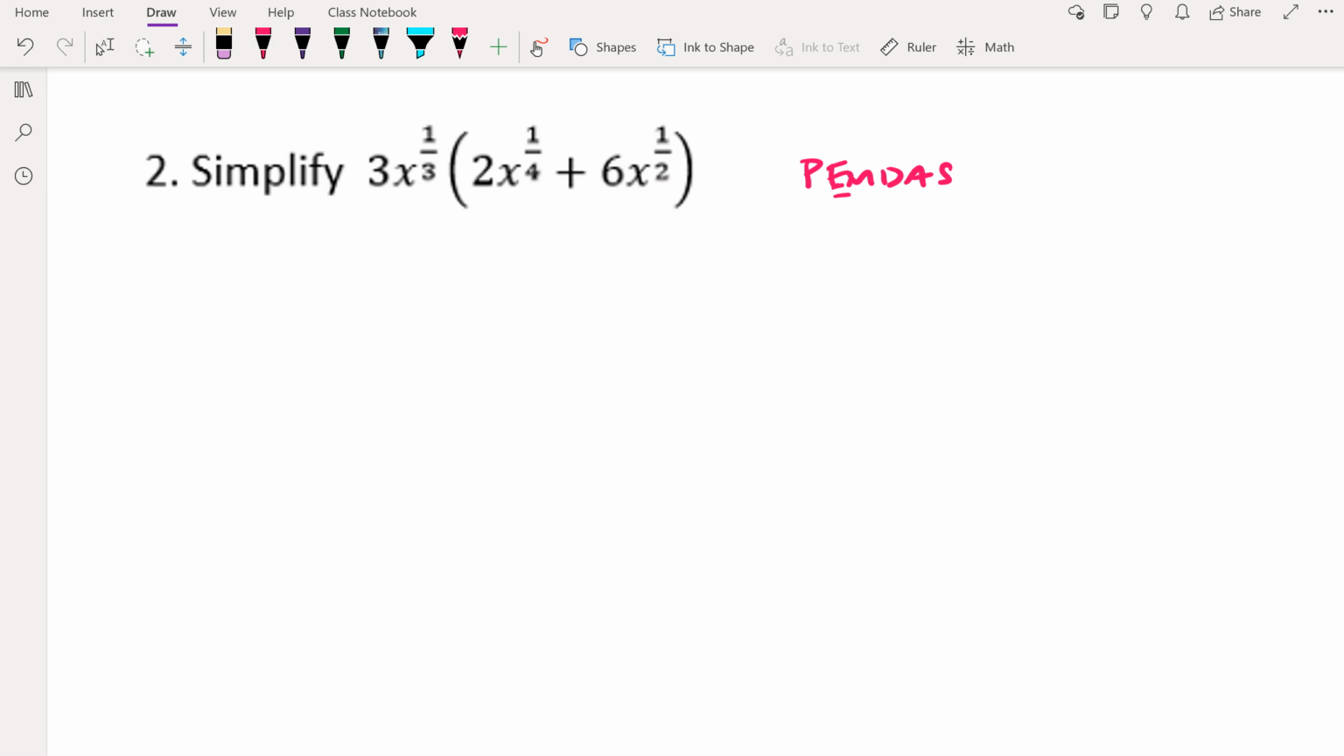Do we see any multiplication? That's the next in PEMDAS. Do we see any multiplication? Yes, right here. So what am I going to do? I'm going to multiply this in. Distribute. Multiply that 3x to the 1/3 in.